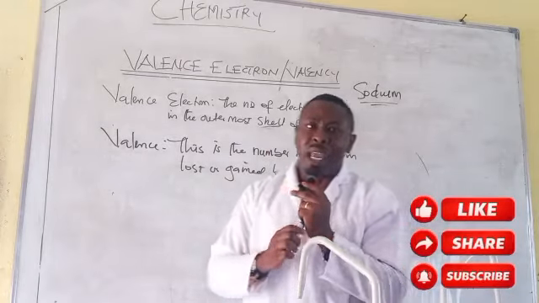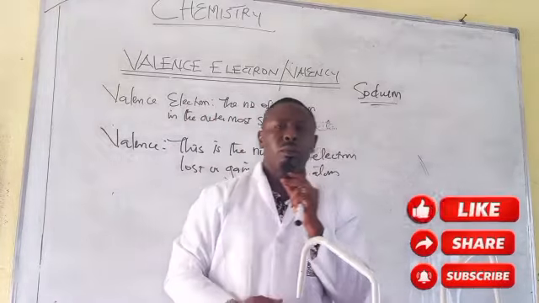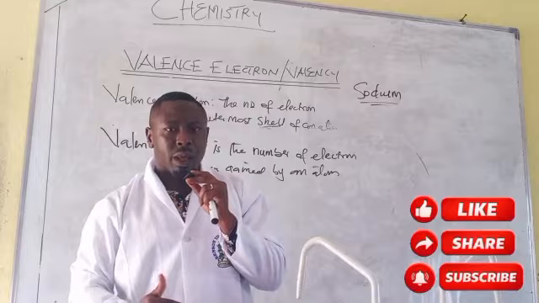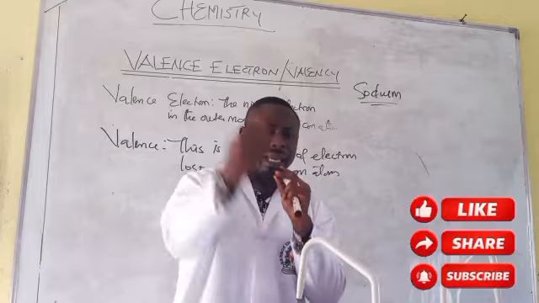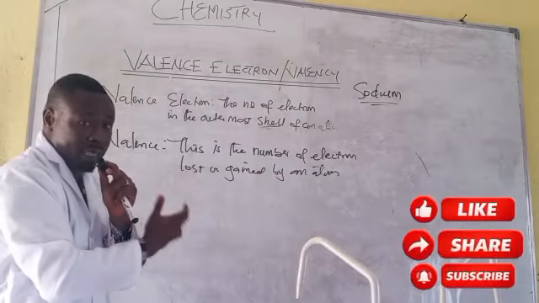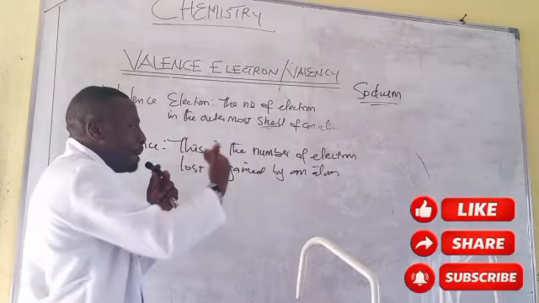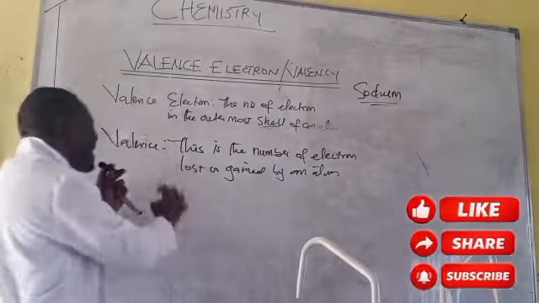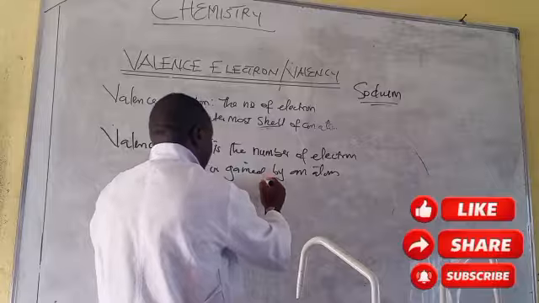Now, if you remember, we have metals and non-metals. Metals lose electrons, while non-metals gain electrons. That is what this definition is telling us, the number of electrons lost or gained by an atom. That means this definition is related to both metals and non-metals.